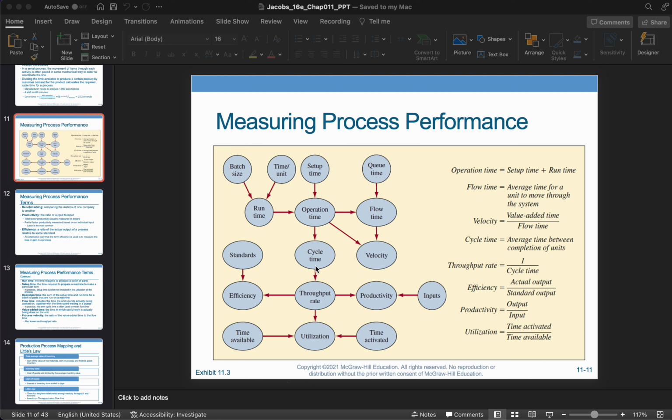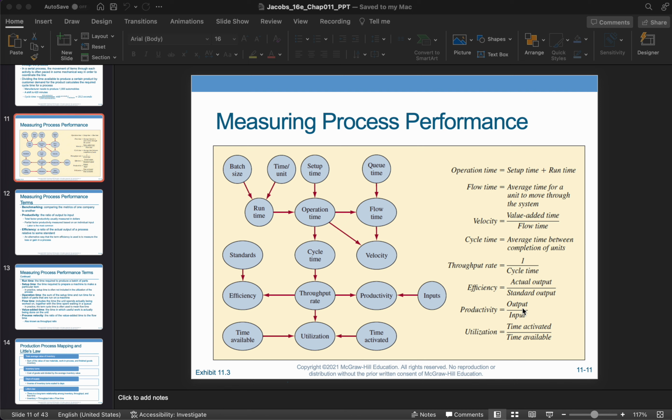Okay, welcome all. In this video, we'll be talking about how you measure process performance, the important metrics, and we'll talk a little bit about something called Little's Law, right? So, as I was saying at the end of the last video, measuring process performance is an important thing. Whenever you have a process, you need to know how well the process is working.